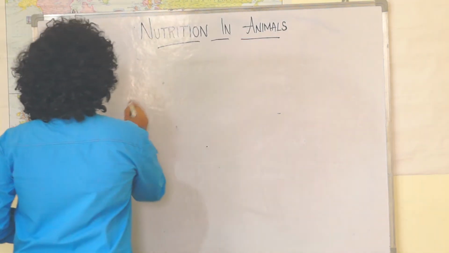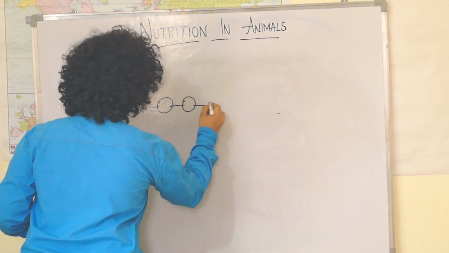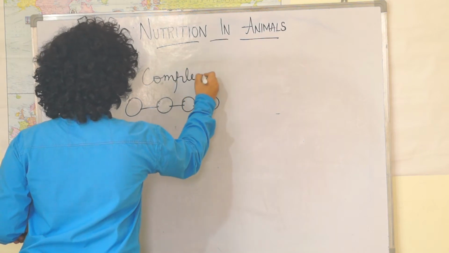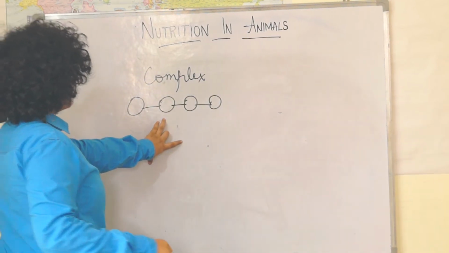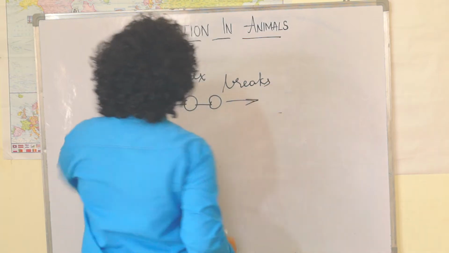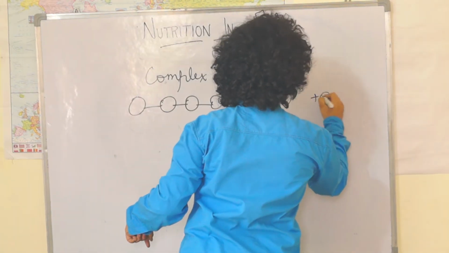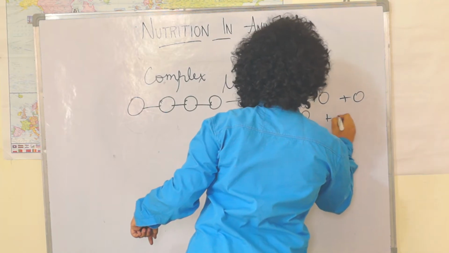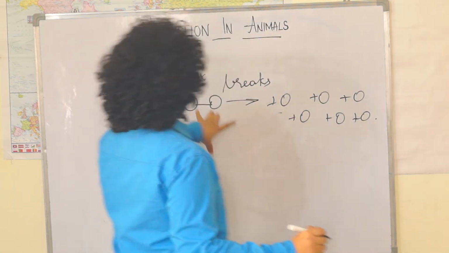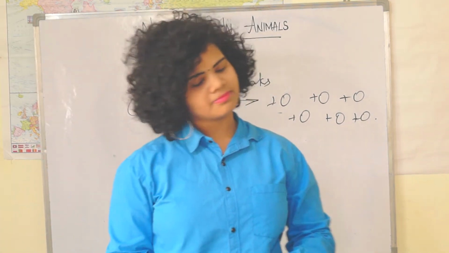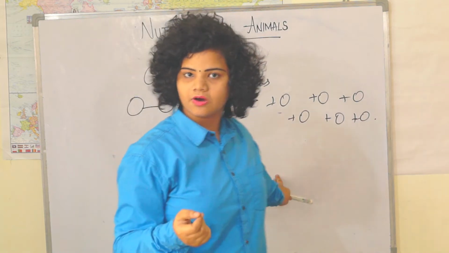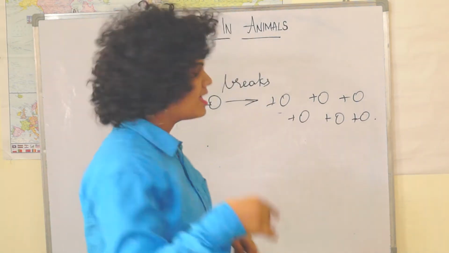Let's write down here. We have the complex substance like this. So these complex substances, you have the breakdown. Substances break into the simpler substances. So these complex substances breaking into the simpler substances is called digestion. Understood, my dear friends? Okay, the breakdown of complex substances into the simpler ones is called digestion.